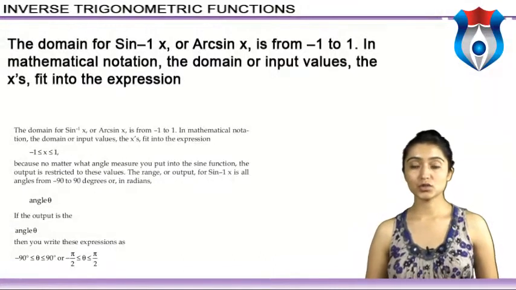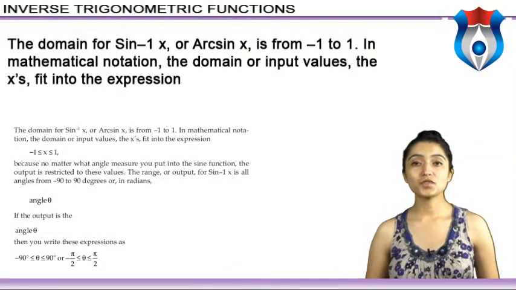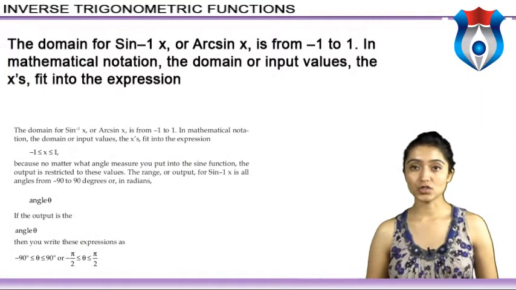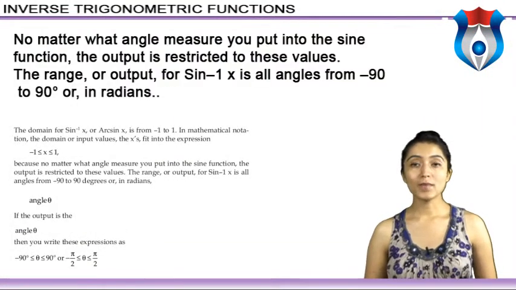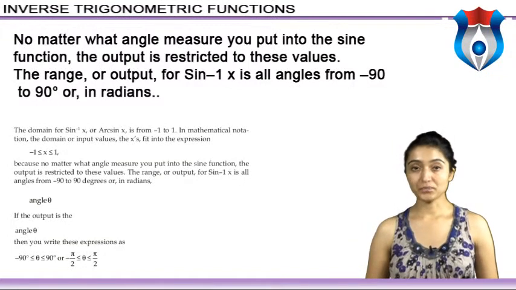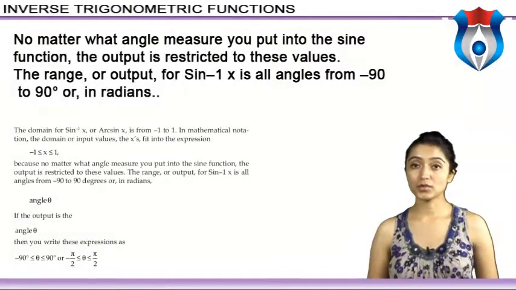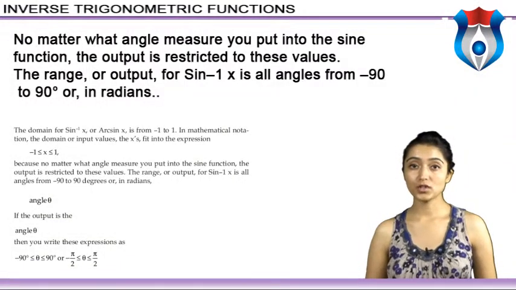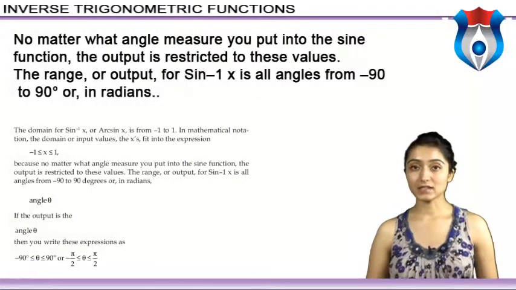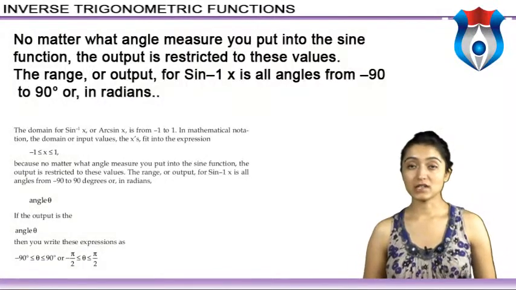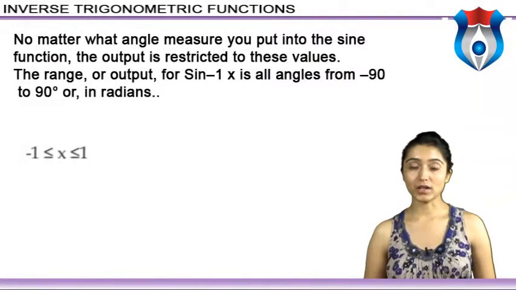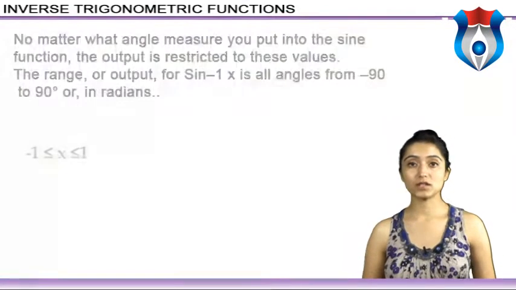In mathematical notation, the domain or input values, the x's, fit into the expression as shown on the screen. No matter what angle measure you put into the sine function, the output is restricted to these values. The range or output for sine inverse is all angles from -90 to 90 degrees, or in radians. If the output is the angle theta, then you write these expressions as on the screen.